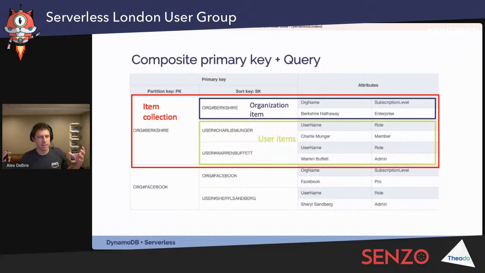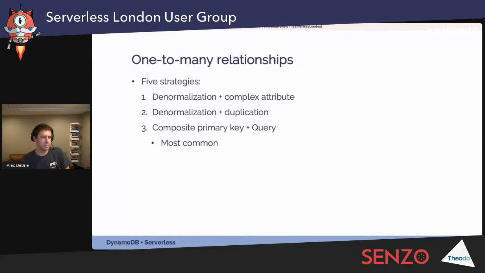And what we're doing is pre-joining our data so that it's all ready for us at read time to get that organization item and then to get all the user items that belong in that organization. So this is a pretty common pattern that you'll see if you have that sort of fetch many type access pattern, but you want to also get some information about the parent. That's a great pattern there.